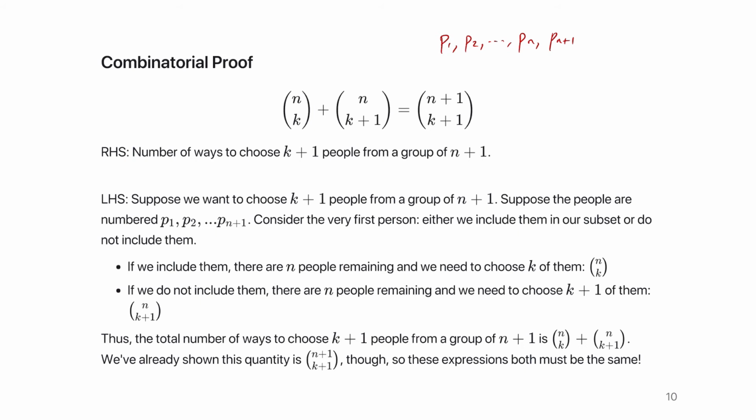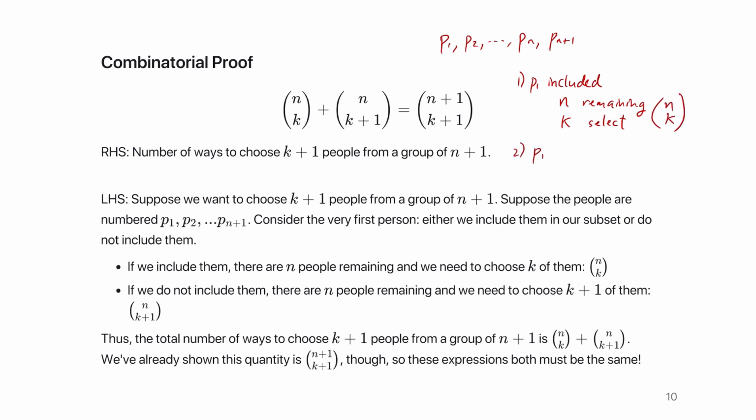Okay? If the first person is included, there are n remaining people, and we need to select k of them, right? Is that clear? Because we had n plus 1 total, and we had to select k plus 1 of them. But if we're selecting person 1, we only need to select k of the remaining, because we've already selected our 1. Is that clear? Okay. And of course you can do that in n choose k ways.